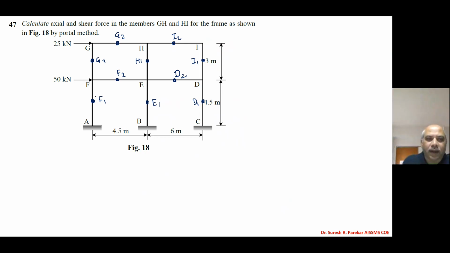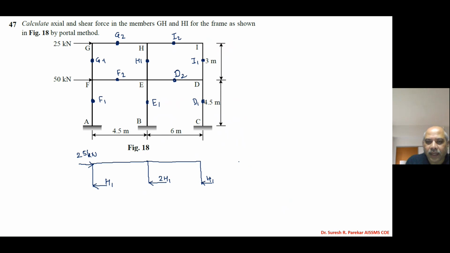Now I will consider the uppermost half part. The first two assumptions, the inflection points, we already considered. Now the third assumption is that the shear taken by an exterior column is half that of an interior column. So the interior has 2H1 and the exterior has H1, and we have the load here, which is 25 kilonewton.